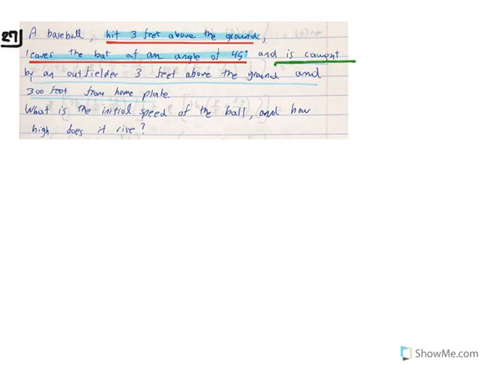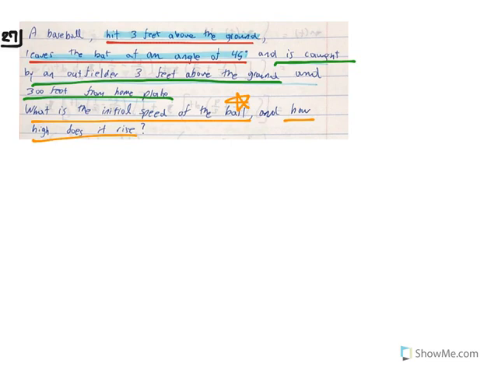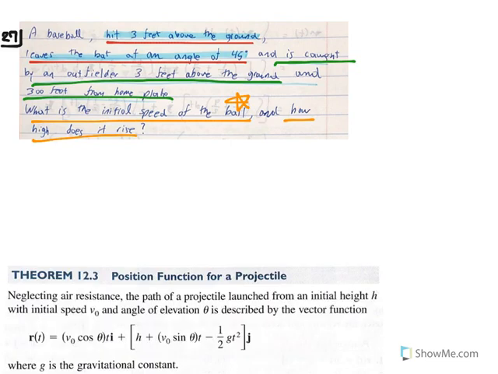So we know that the baseball is caught by an outfielder 3 feet above the ground and 300 feet from home plate. What is the initial speed of the ball? And of course we need that to be able to write our position vector. And then once we have our position vector, we can answer the question, how high does it rise? So we know h is equal to 3 feet. We also know theta is equal to 45 degrees. And since we're measuring height in feet, the value of g will be 32 feet per second squared.